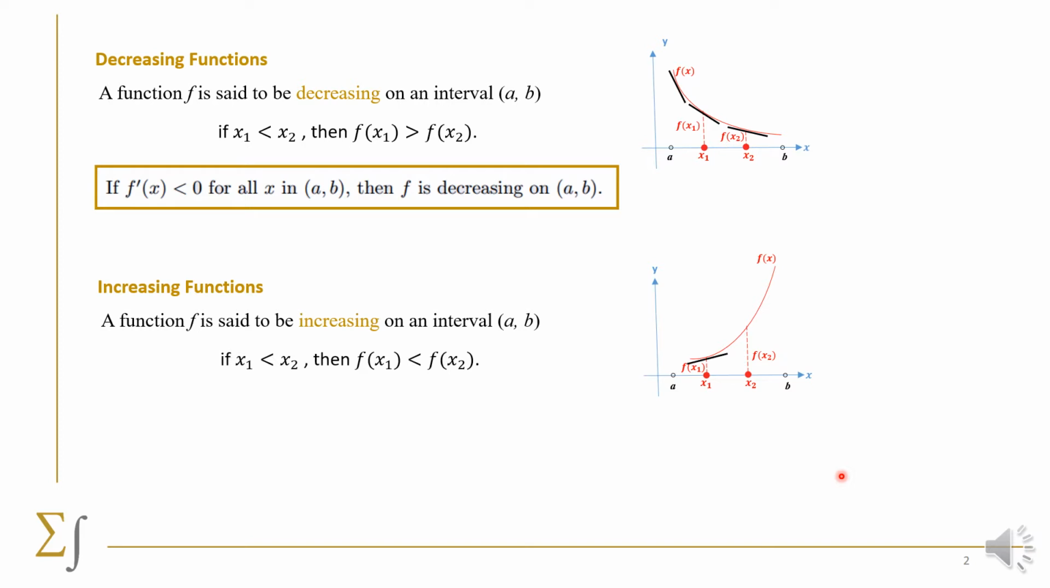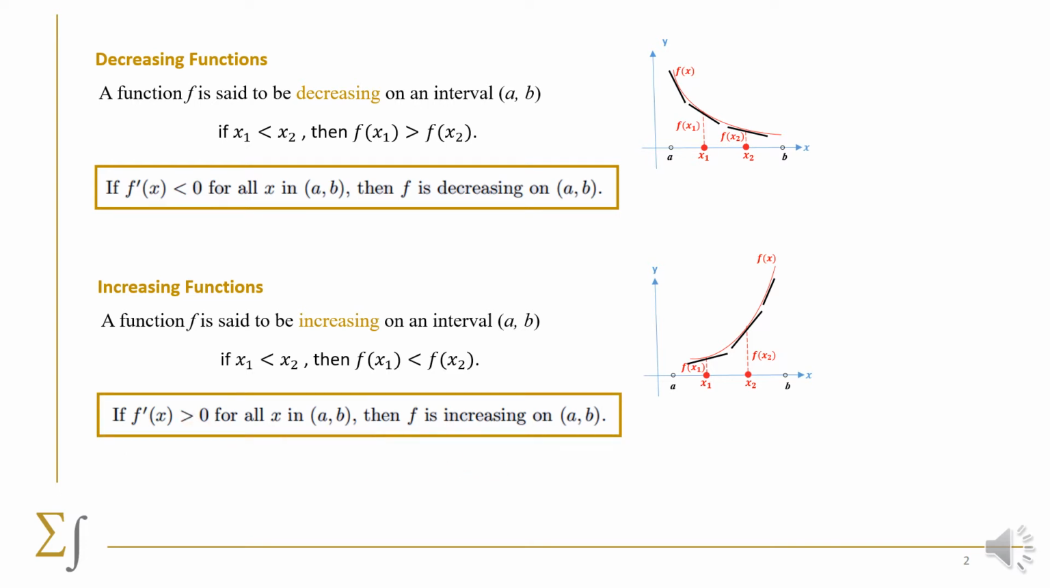If we try the tangent trick again, we draw tangent lines to the curve. Whenever we draw a tangent line, we find this tangent line is having a positive slope. So we say that a function is increasing on an interval a, b if for all x in this interval a, b, we have f prime, the first derivative, greater than 0. In such case, we say that the function is increasing.